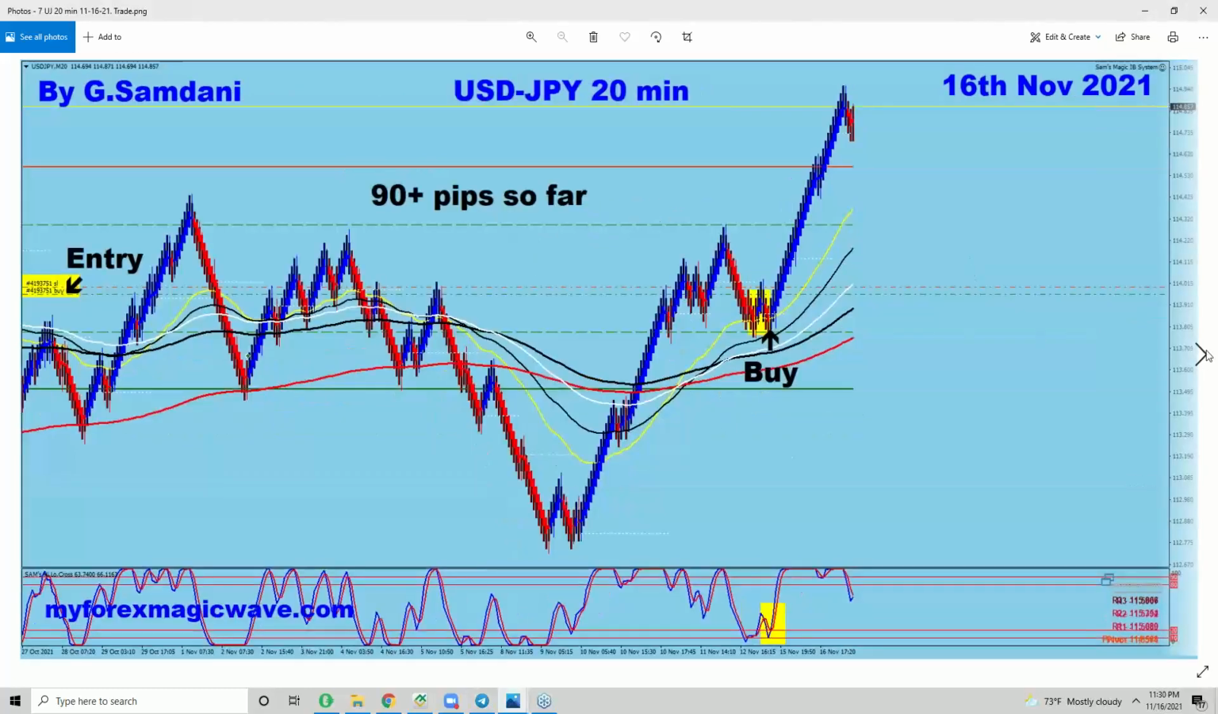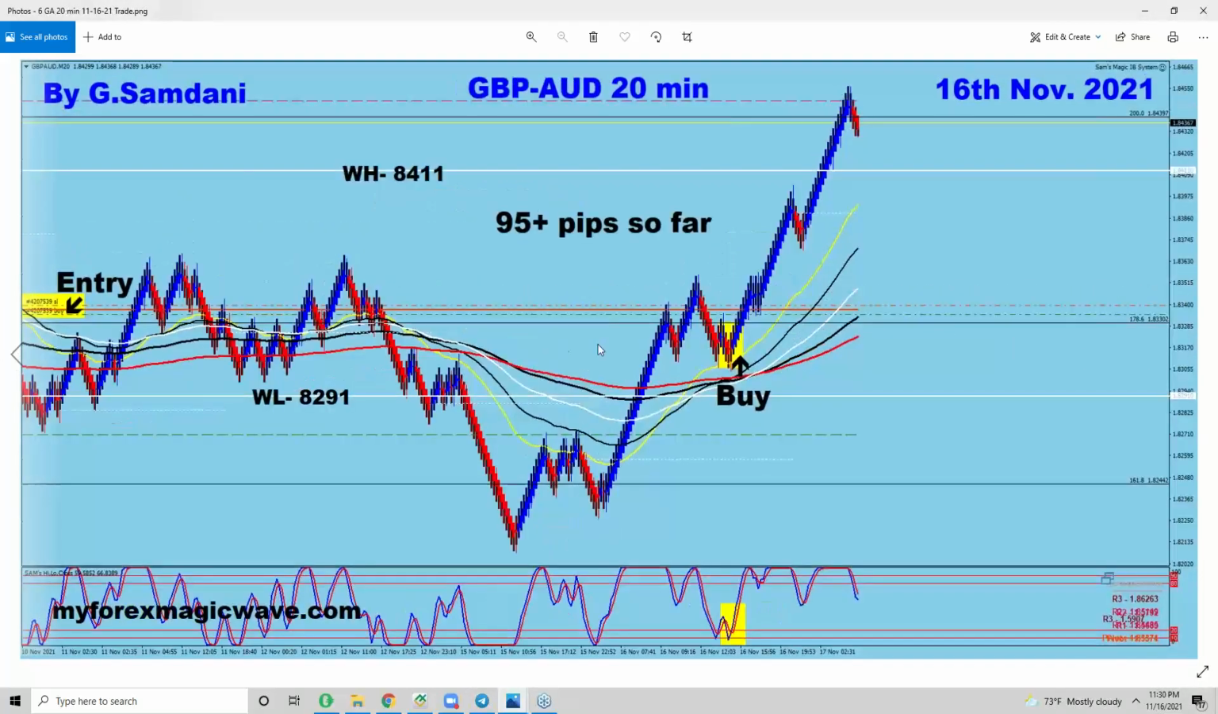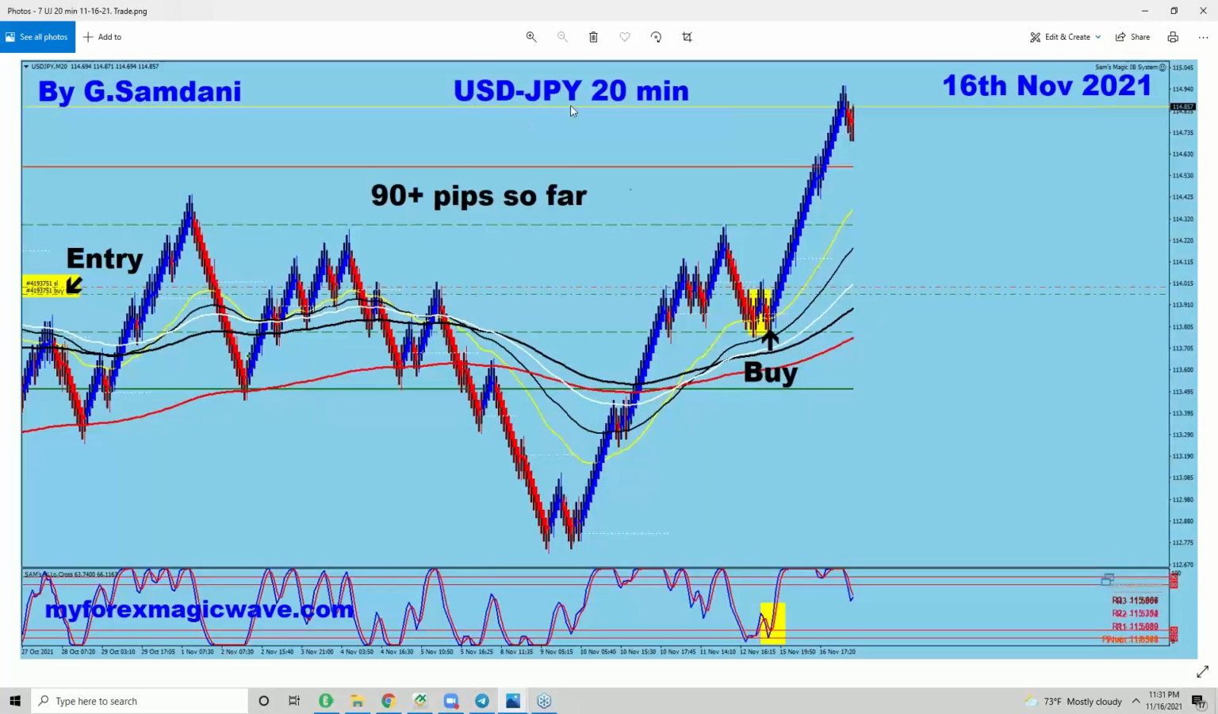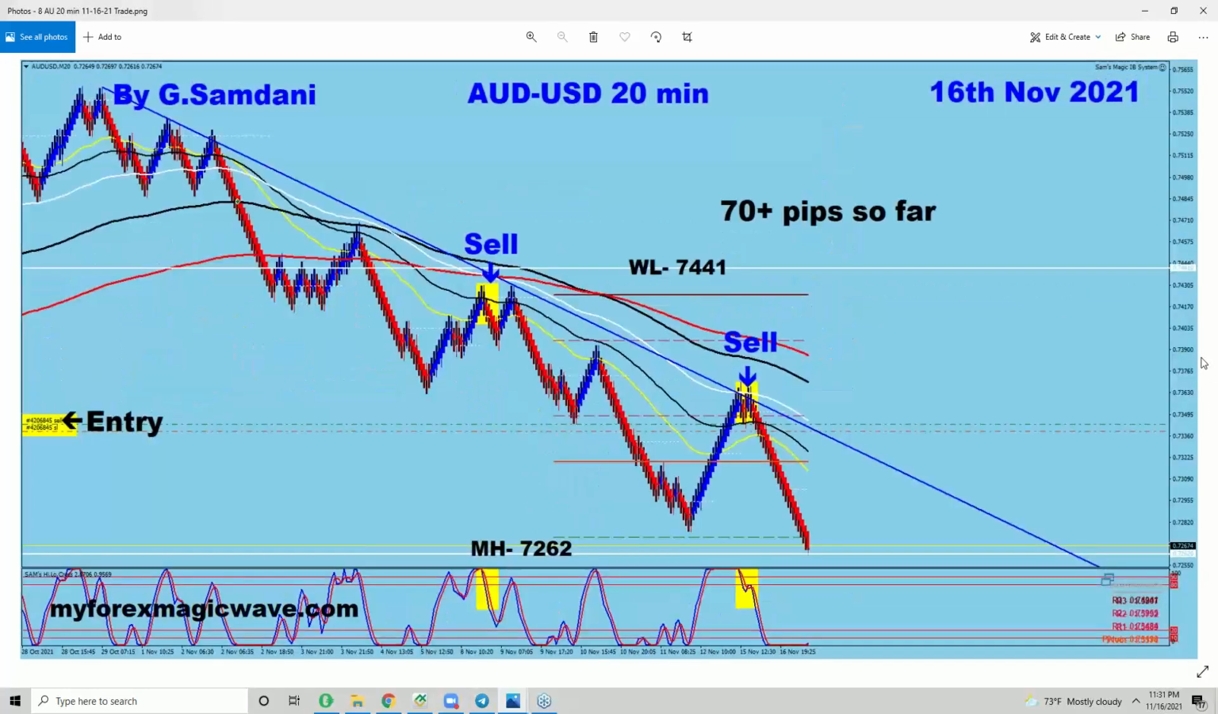And then what else? USD Yen, also beautiful. So look at the setup here. This one is completely different currencies and a different pair. This is Pound Aussie, and this is USD Yen. But the setup is just the same. It was bearish, boom, it went up above the wave. Yellow is above the black. This indicates all the way down. Red candle turns blue, and I open the trade, 90 pip from there.